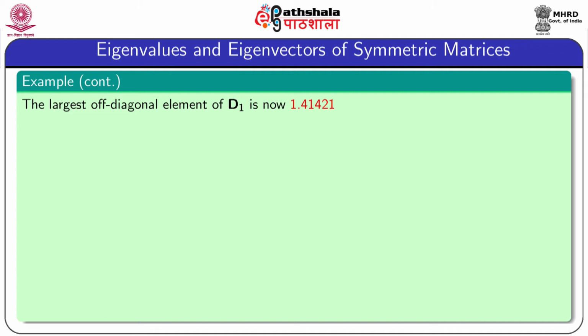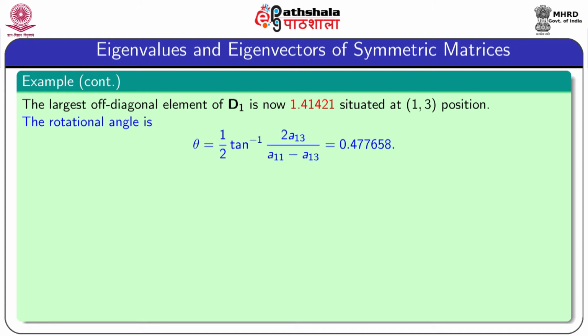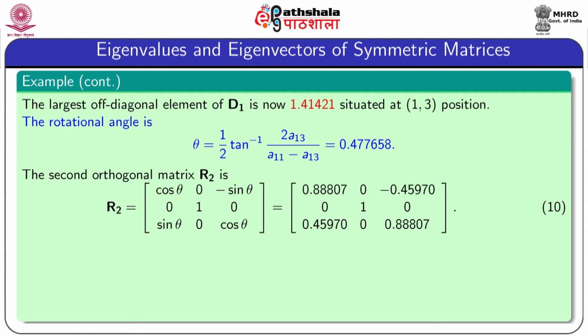The largest off-diagonal element of the matrix D1 is now 1.41421, and it is present at position (1,3), and the second rotation angle theta is given by theta equal to half into tan inverse of 2 into a13 whole divided by a11 minus a33, and it is equal to 0.477658. So, using this theta, the second orthogonal matrix R2 is a 3 by 3 matrix whose first row is cos theta, 0, minus sin theta, second row is 0, 1, 0, third row is sin theta, 0, cos theta. So, after simplification, the matrix R2 is given by equation 10.